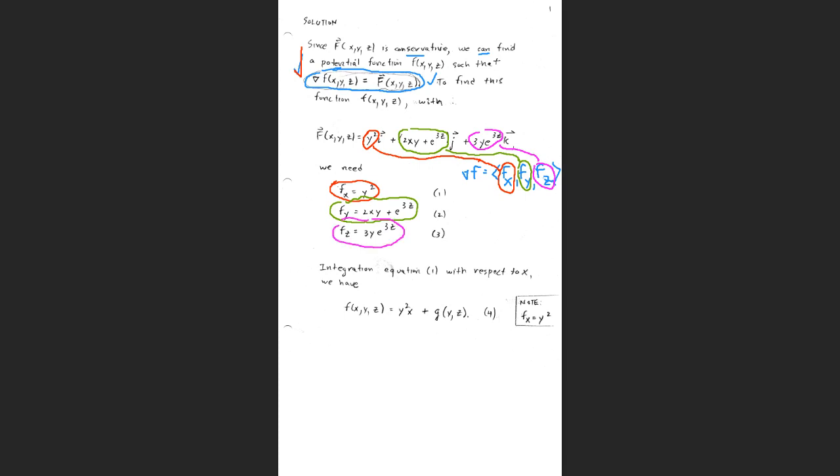Because again, all three equations, 1, 2, and 3, have to be true so that the gradient of our potential function is equal to our vector field. And we want to find f, this potential function. And we know it exists because we're told it exists. Please let me know if you have any questions.